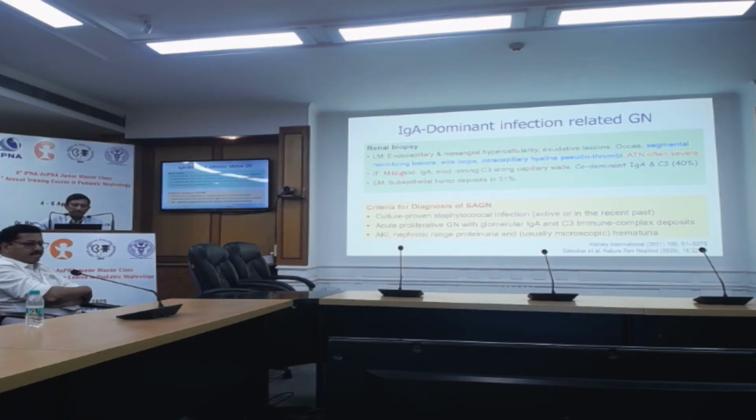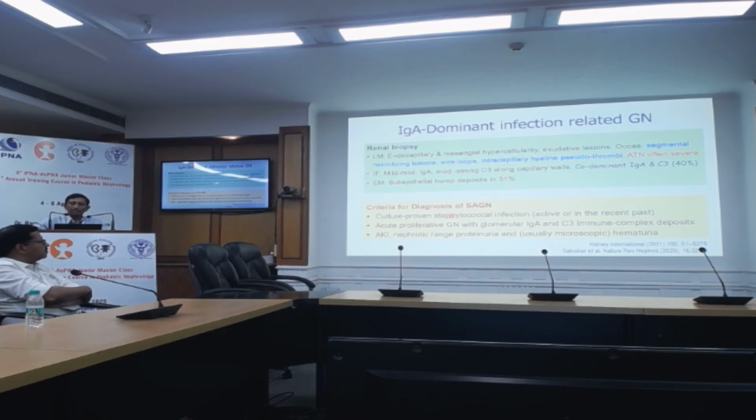There are deposits of IgA which are mild to moderate, around 1 plus to 2 plus staining, but C3 staining is more moderate to strong. That means 2 plus or 3 plus staining of C3 is there. Occasionally, in about 40% of cases, you could have co-dominant IgA and C3 deposits. Also, the subepithelial humps that you see in PSGN are less often seen in patients with IgA dominant disease.